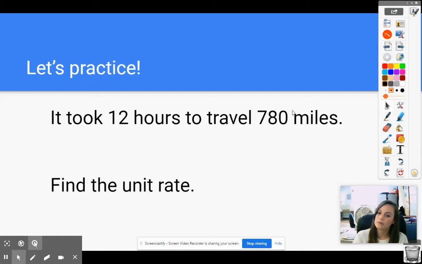Do you say miles per hour or do you say hours per mile? We know it's miles per hour. The miles we can go depends on the hours that we're driving. So you would take the 780 in this case, divided by the 12, and find the unit rate that way.